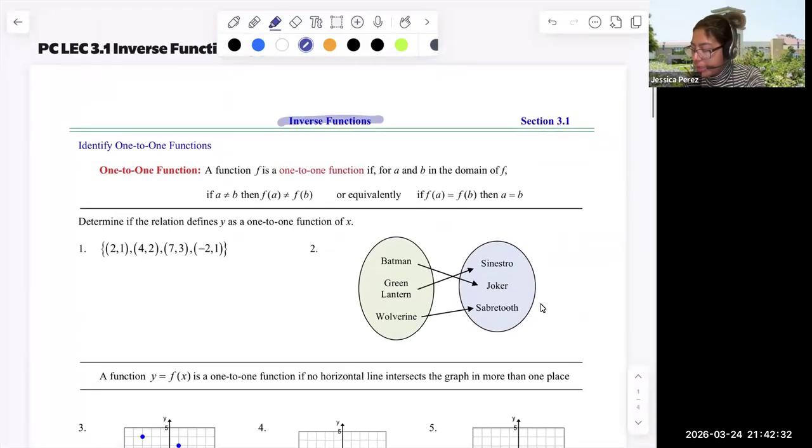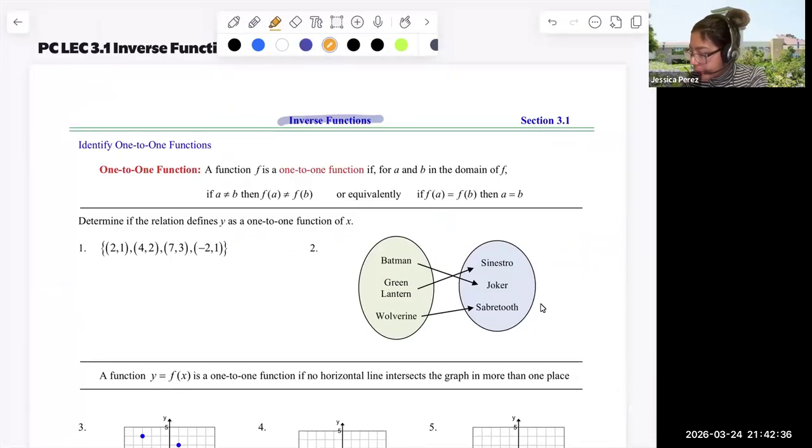By definition, a function f is said to be one-to-one if for all a and b in the domain of f, if a is not equal to b, then f of a is not equal to f of b, or equivalently, if f of a is equal to f of b, then a equals b.